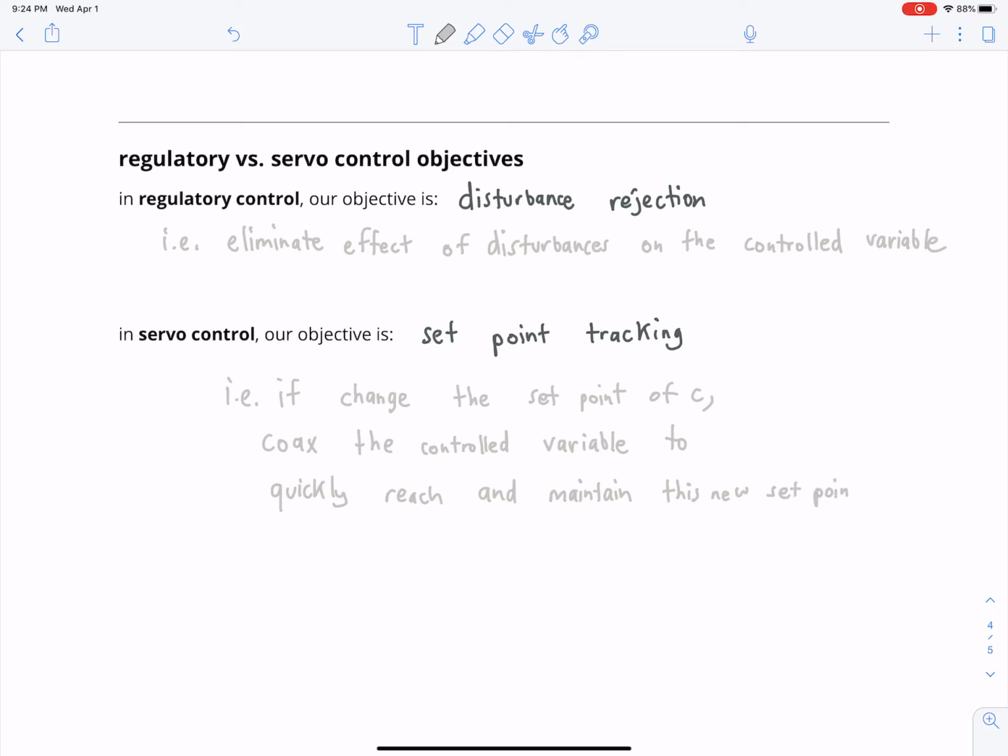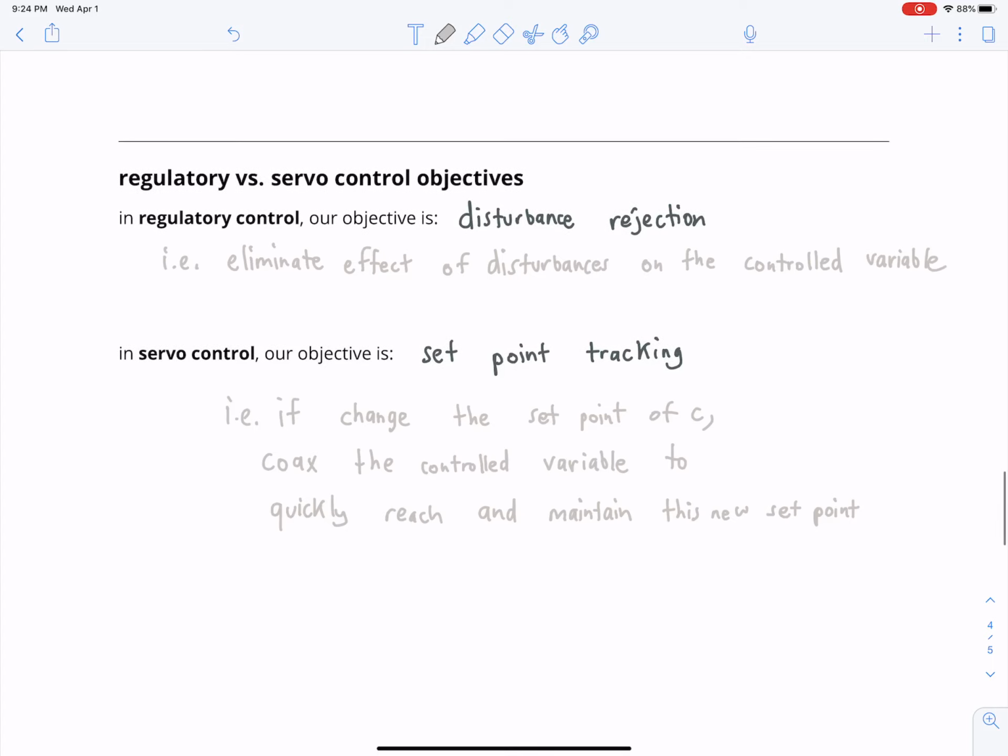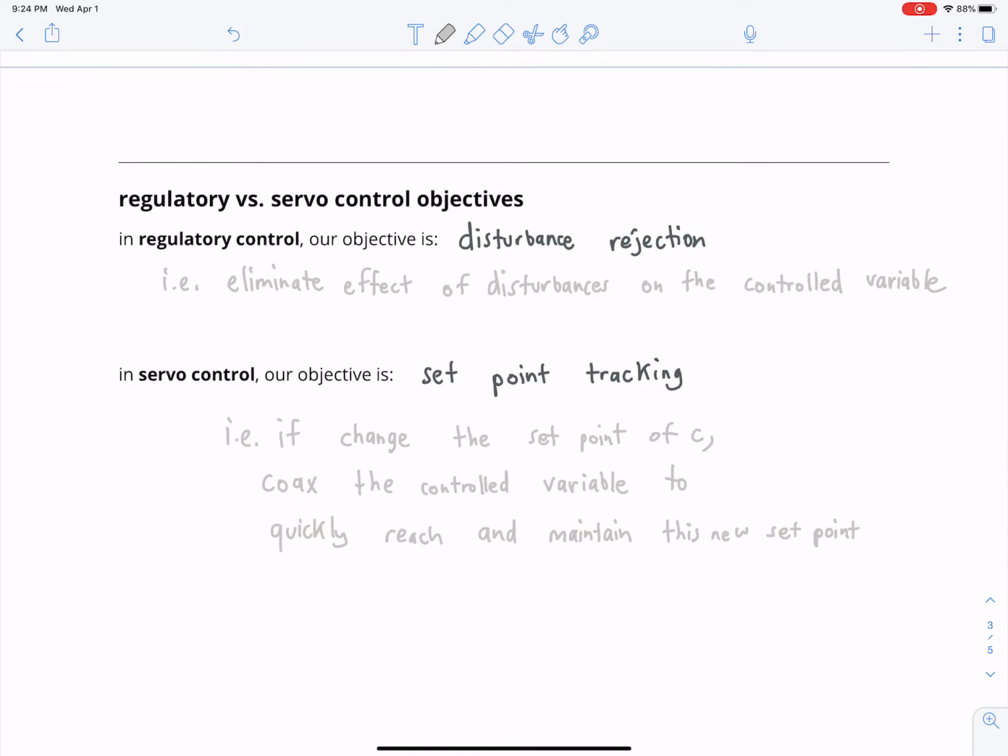And interestingly, there's often a trade-off between controller performance in regulatory and servo control. So these are two different objectives. One is when we want to change a set point and make the controller change the manipulated variable so as to reach that new set point. And the other is to reject the influence of disturbances on the controlled variable. So regulatory versus servo control.